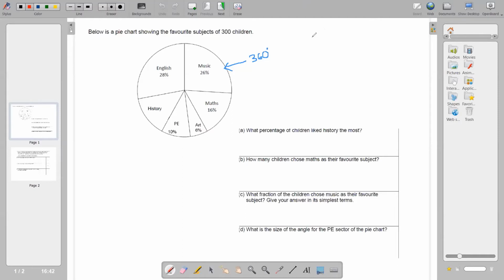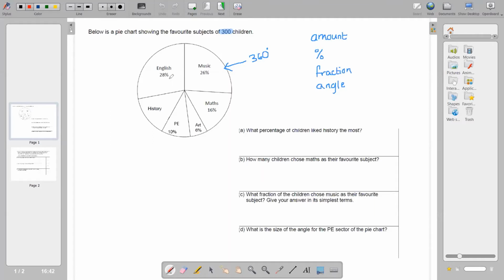With pie chart questions, they will generally ask you for an amount, a percentage, a fraction, or an angle, okay, and you will be able to move from any one of these to provide the other based on the information given to you. So if we have a look at this pie chart we've been given today, the information the pie chart is showing is the favourite subjects of 300 children. So this is a key bit of information. This whole pie chart here refers to the 300 children's choices, what their favourite subjects are.